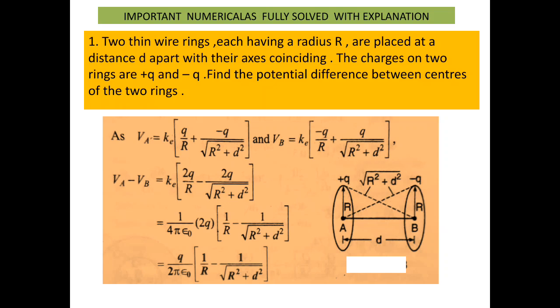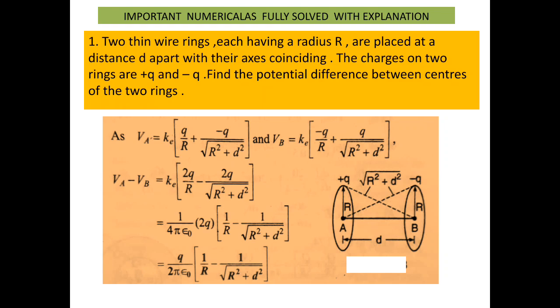Everyone, today we are going to solve some important numerical problems from the chapter electric potential. So let us now start with question number 1. Two thin wire rings, each having a radius r, are placed at distance d apart with their axes coinciding. The charges on the two rings are plus q and minus q. Find the potential difference between the centers of the two rings.